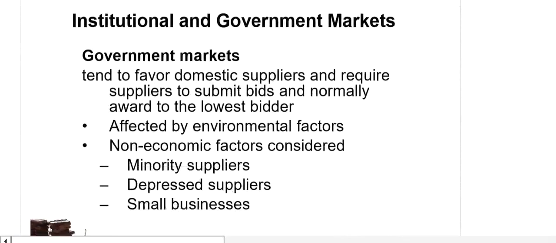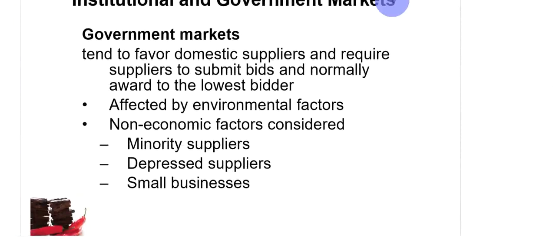And at the end we have government markets. In government markets, students, normally governments do not purchase products from international suppliers. They prefer domestic suppliers. By purchasing from domestic suppliers, the government helps the national economy to grow. This is very important, that governments have to purchase different things, and different suppliers can provide products and services to the government, to different projects of the government.